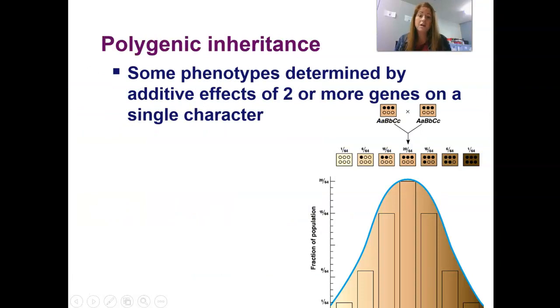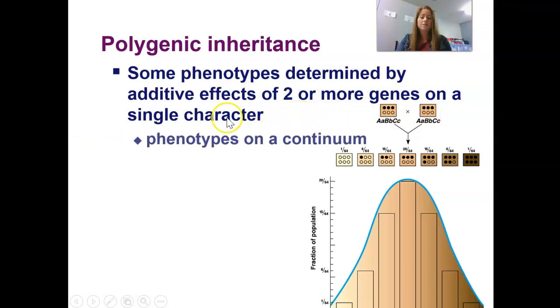Another mode of inheritance is polygenic inheritance. This is when it gets a bit more complicated, and doing a simple Punnett square by itself is not going to suffice. In polygenic inheritance, the prefix poly means many, and genic refers to genes. So many genes are controlling the trait. We usually say if 2 or more genes are controlling the trait, then we'd say it's polygenic.